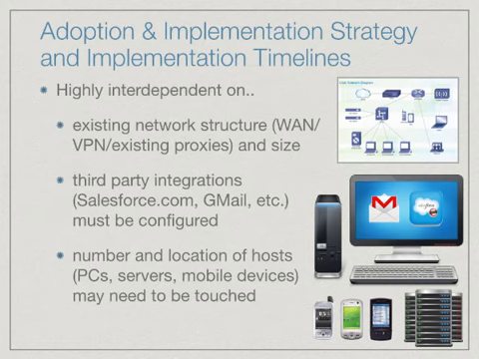Just like any IT project, adoption and implementation strategy will be key to successful integration of a cloud encryption gateway into an existing enterprise. Timeline and strategy are highly interdependent on 3 factors: existing network structure and size, third-party integrations such as Google, Salesforce, Dropbox, etc., as well as the number and locations of hosts, that is PCs, servers, mobile devices, etc., that may need to be touched to configure the cloud encryption gateway.